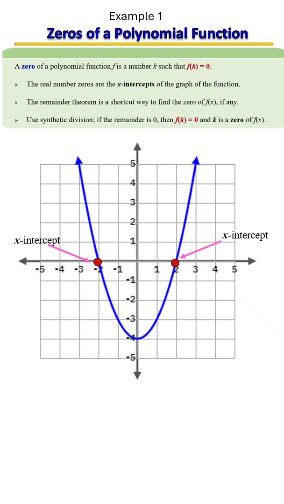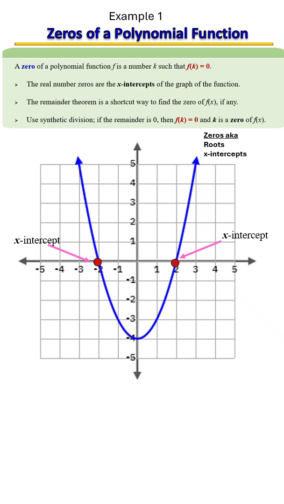A zero of a polynomial function is a number k such that when that number k is plugged into the function, it equals 0. Now, if you have a graph, you can easily tell what the zeros are, because the zeros are also known as the x-intercepts or the roots of a graph. So the graph that you see below has x-intercepts at -2 and 2. Again, it is the point where it touches or crosses the x-axis.